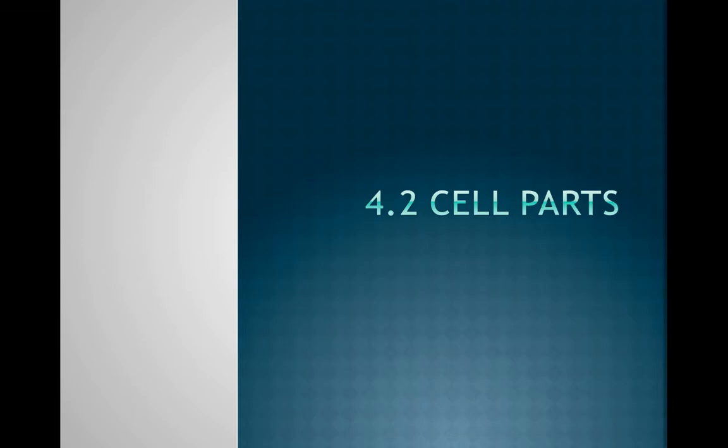So we have to dive into cell parts. There are specific parts or organelles inside of cells that help the cell to function. Not every cell is going to have every single one of these parts. We have bacteria cells that don't really have a lot going on. They're very simple. And then we have our more complex eukaryotic cells.